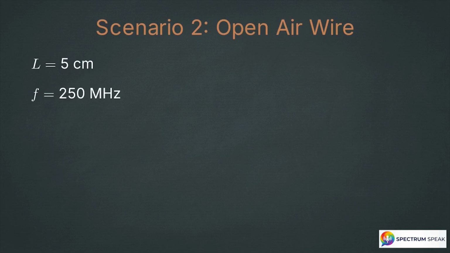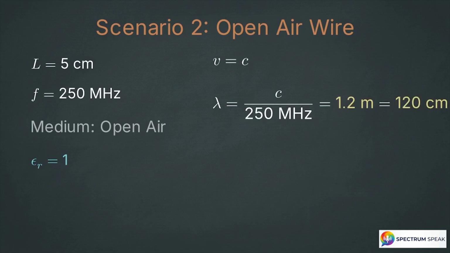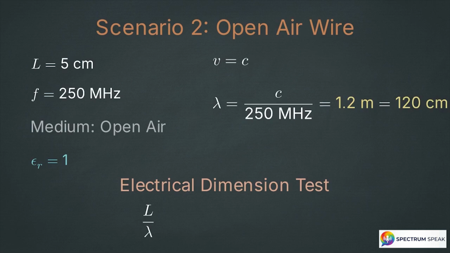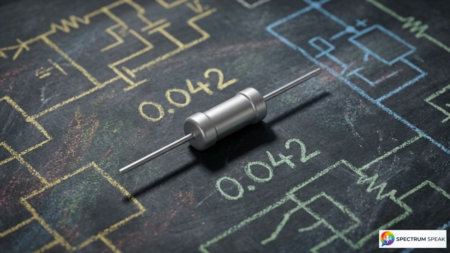Now apply this workflow to a second scenario, a 5-centimeter wire suspended in open air, carrying a 250 MHz signal. Because it is in open air, the wave travels at the speed of light. Dividing that velocity by 250 MHz gives a wavelength of 1.2 meters, or 120 centimeters. Finally, we divide the physical length of the wire by the wavelength to find the electrical dimension ratio. 5 centimeters divided by 120 centimeters equals 0.042 lambda. Because 0.042 is significantly less than the 0.1 threshold, we confirm this wire is electrically small. It's safe to treat as an ideal component.